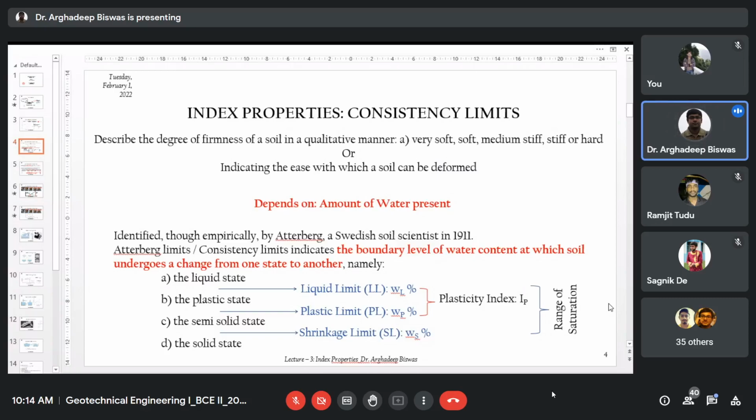So it is described as the degree of firmness of soil in a qualitative manner, indicated by very soft, medium stiff, and stiff or hard soil. In another way, it indicates the ease with which a soil can be deformed, which is nothing but the molding effect. The entire thing depends on the amount of water present in the soil body. The more water there is, the easier it is to deform the soil. The more water there is, the less stable the soil as well.